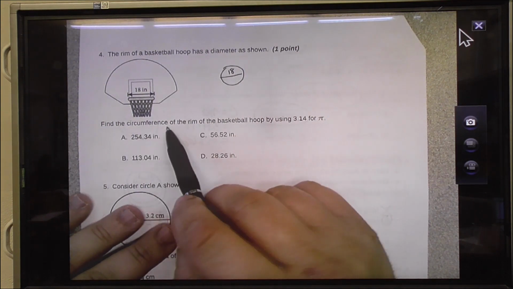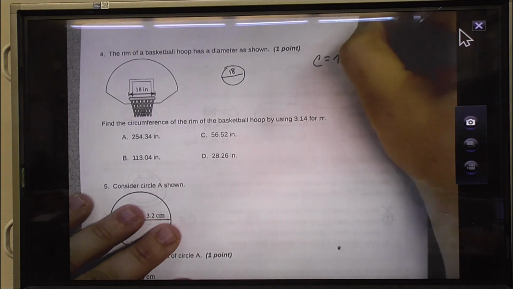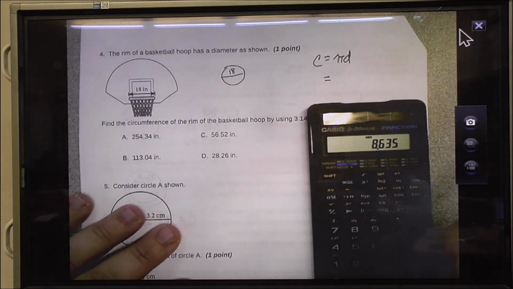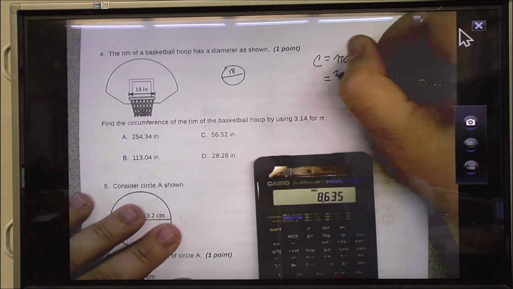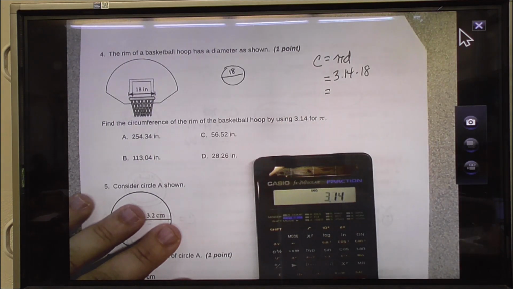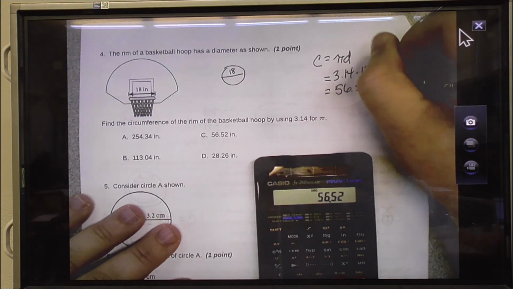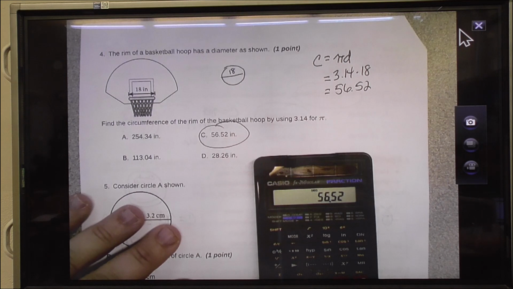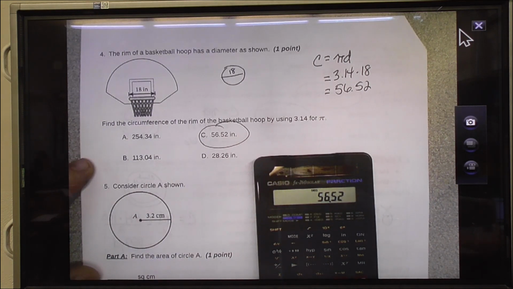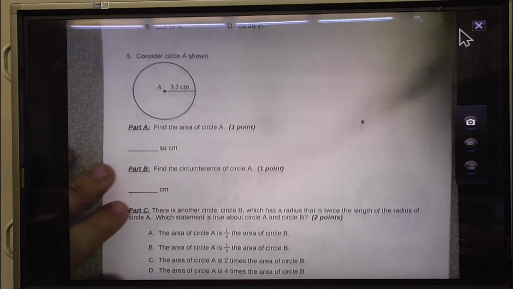So, to find the circumference, that's what we need. We need that diameter. Circumference is equal to pi times the diameter. It's our 4th circumference problem in a row. So pi is 3.14 times the diameter, which is 18. 3.14 times 18 is 56.52. And that is answer C. I think a lot of people got that one right. So that one's just like number 1, just like number 3, same stuff. Find the circumference of a whole circle.